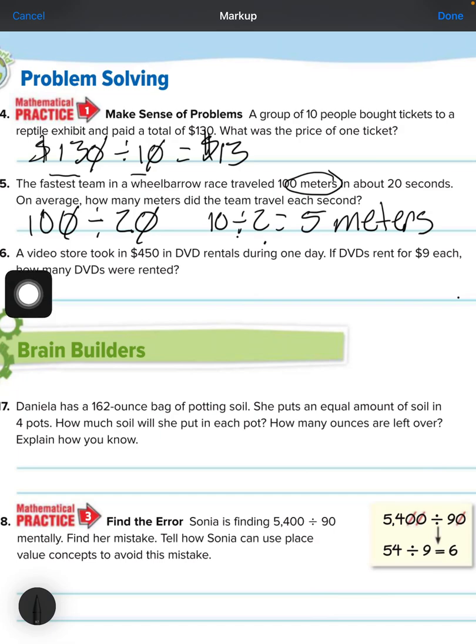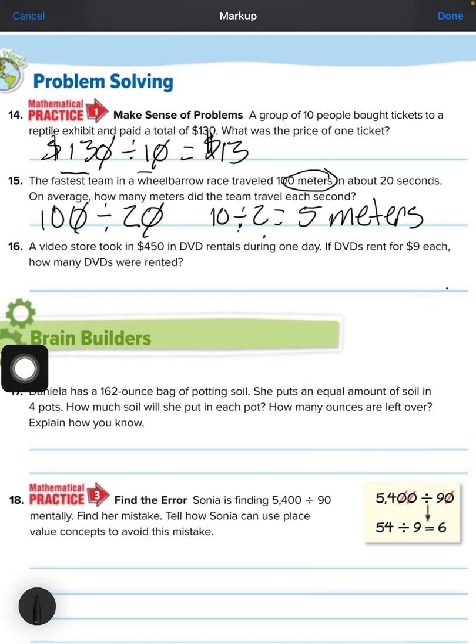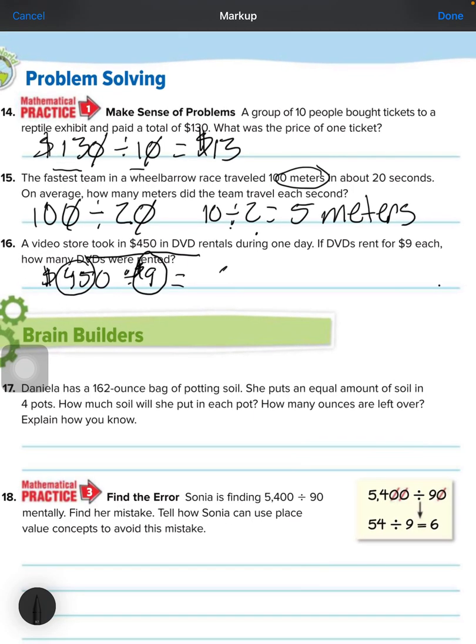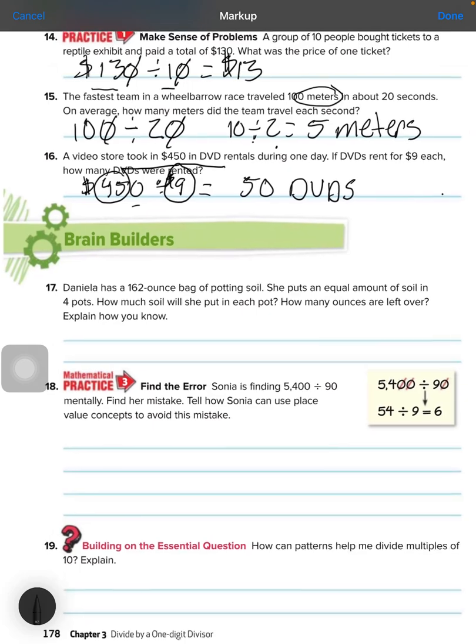Okay, number 16. A video store took in $450 in DVD rentals during one day. If DVDs were rented for $9 each, how many DVDs were rented? So we have $450 divided by $9, because that's going to tell us how many DVDs were rented. So we can take 45 divided by 9, and that equals 5. Bring that 0 over, and we know there were 50 DVDs that were rented.